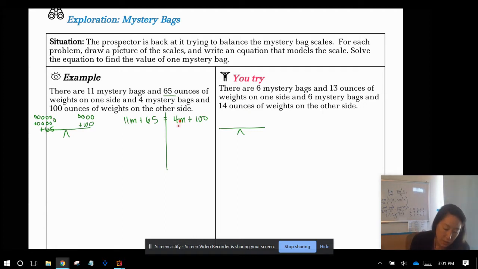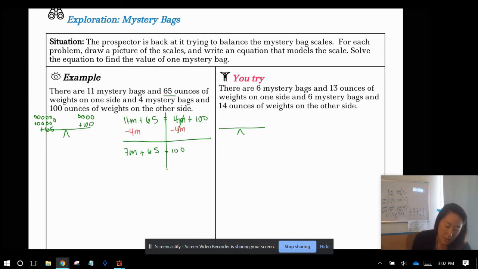So what I want to do is get this 4m to go to the left side. If I want that to happen, I have to use inverse operation. So I'm going to subtract 4m from both sides. So 4m minus 4m is 0. And I have 100 is equal to 65 plus 11m minus 4m is 7m.